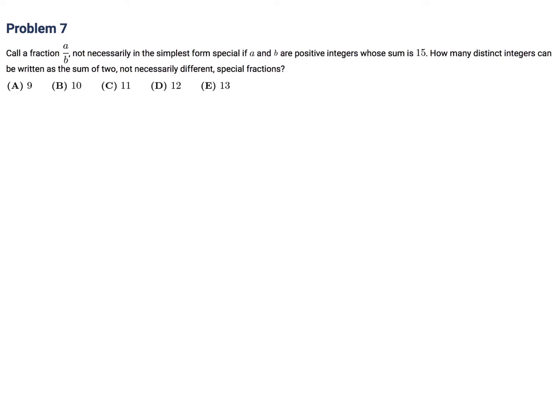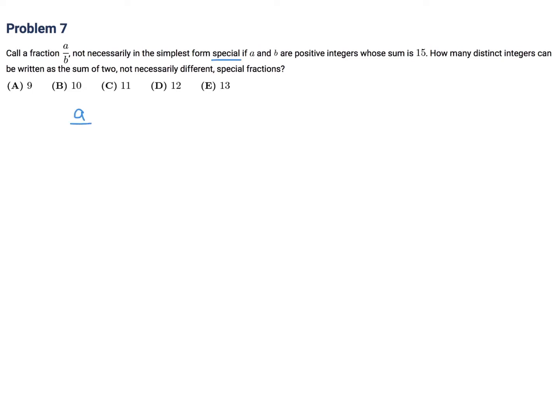Problem number 7. Call a fraction a over b, not necessarily in simplest form, special if a and b are positive integers whose sum is 15. How many distinct integers can be written as the sum of two, not necessarily different, special fractions? All right.